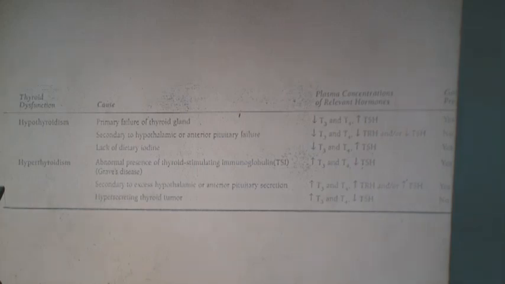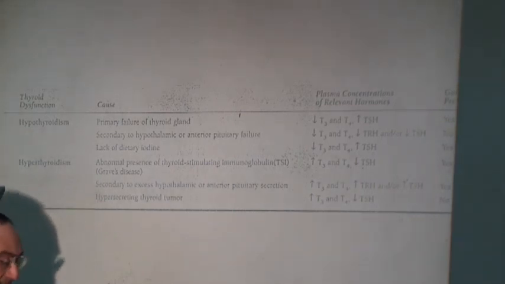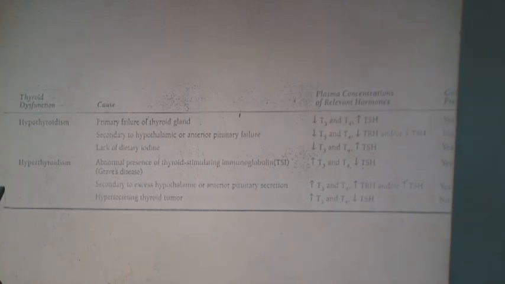Hypothyroidism, deficiency of thyroid hormone, produces short individuals. They are called cretins, C-R-E-T-I-N-S. The disease is called cretinism. These short people, the cretins, are mentally retarded, and all the organs are affected in these cretins.